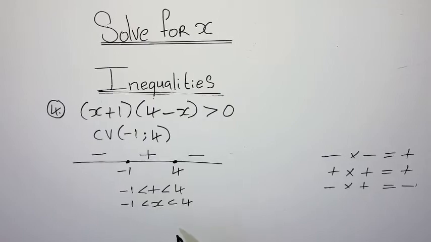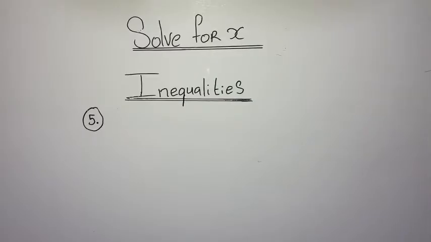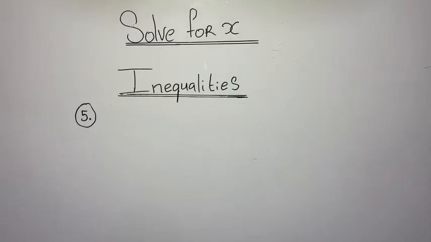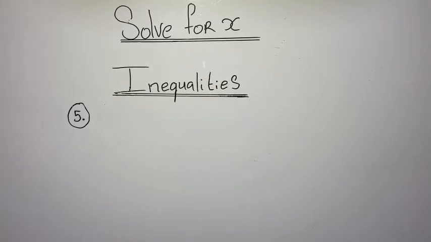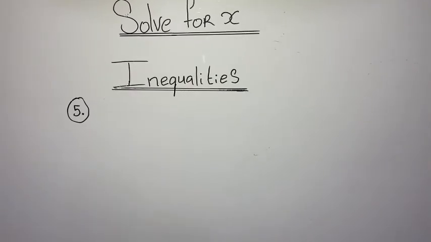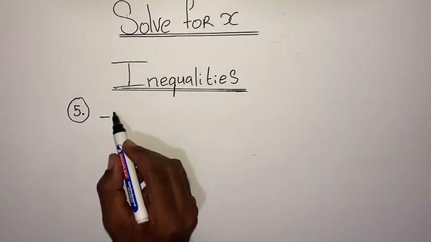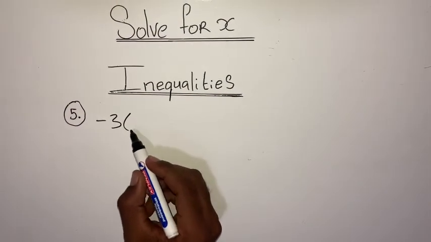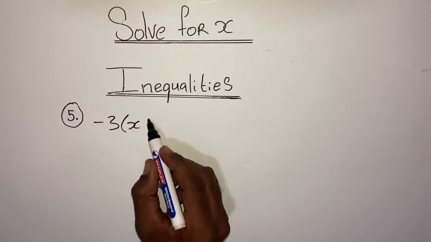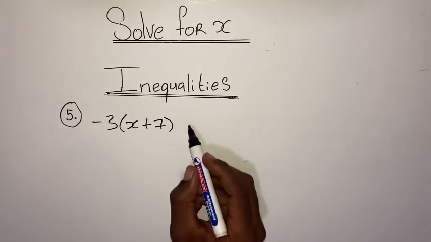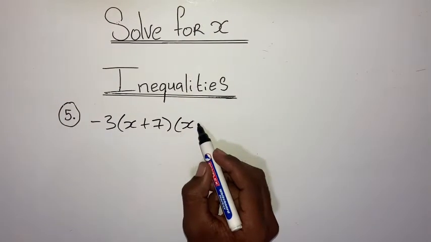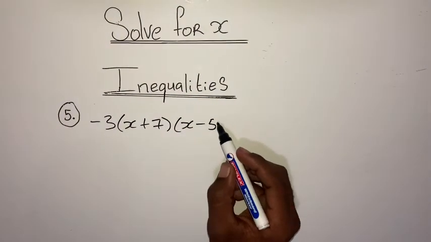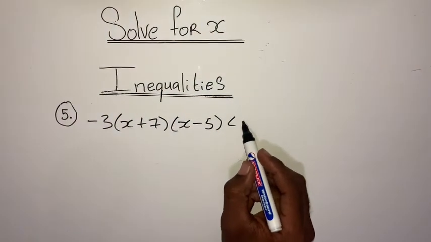We'll have to go to our fifth sum. We are still on inequalities. Then we'll look into our next sum. And that sum is -3(x + 7)(x - 5) being less than 0.